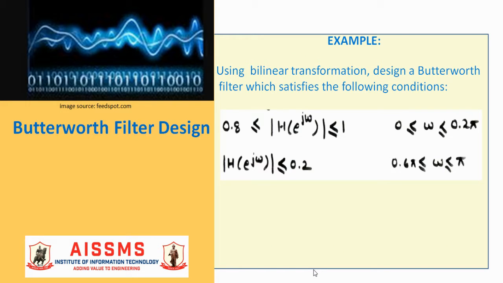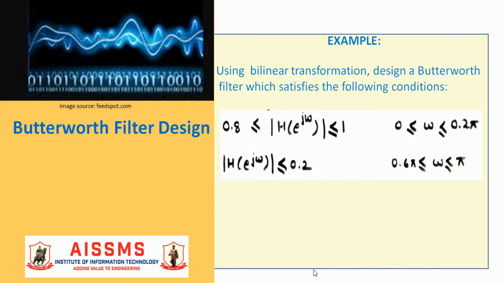So let us discuss an example using bilinear transformation to design a Butterworth filter which satisfies the following conditions. Here |H(e^jω)| is between 0.8 and 1 for ω between 0 to 0.2π, and |H(e^jω)| is less than or equal to 0.2 for ω between 0.6π to π.